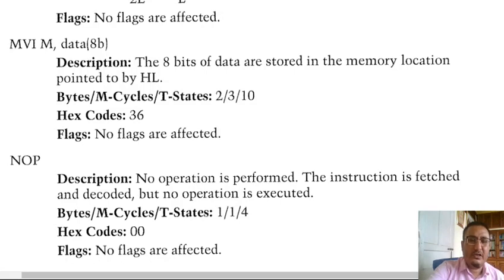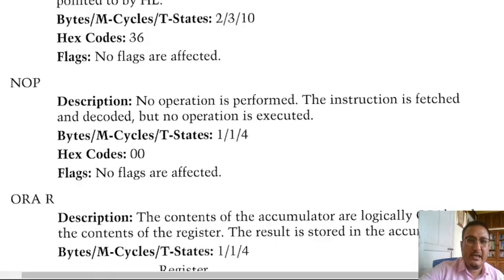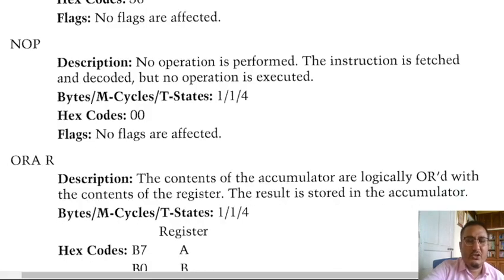Now next instruction that we have, and it's one of the most important instructions in 8085, that is called as NOP. Now NOP instruction basically stands for no operation. So whenever this instruction is executed, the instruction is fetched, decoded, but no operation is being performed. Now you must be wondering what may be the utility of NOP instruction. NOP instruction is basically used for creating delay between successive execution of instructions.